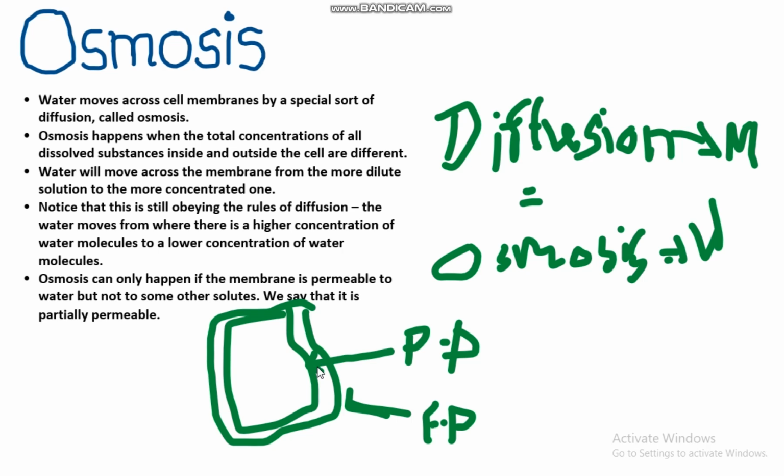So the definition of osmosis is the movement of water molecules from a higher concentration region of water molecules to a lower concentration region of water molecules through a partially permeable membrane. Or else we can say the movement of water molecules from a dilute solution to a concentrated solution through a partially permeable membrane is known as osmosis.